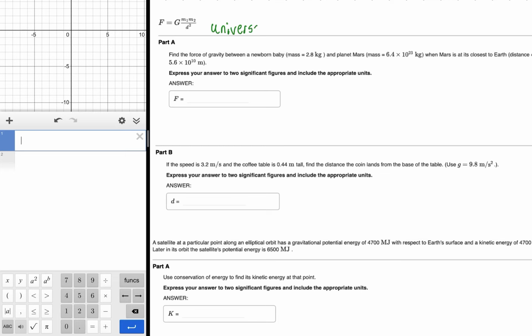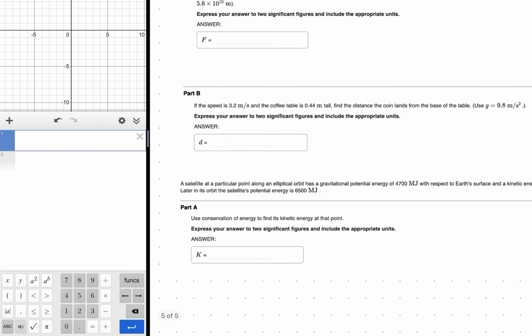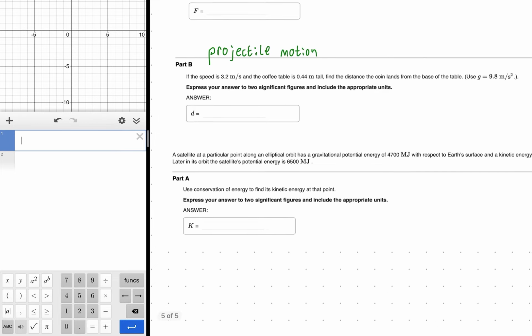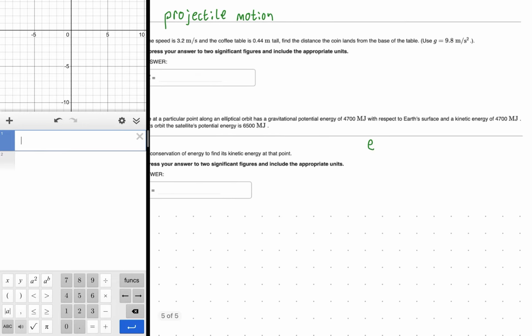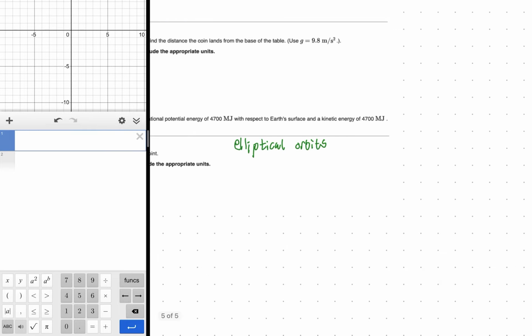So universal gravitation, that's going to be the key term that most directly relates to the first problem. For the second problem, the key term would be projectile motion. And for the third, this would be elliptical orbits. Okay, so put it right here. So elliptical orbits. And additionally, or as a kind of necessary foundational idea, conservation of energy.